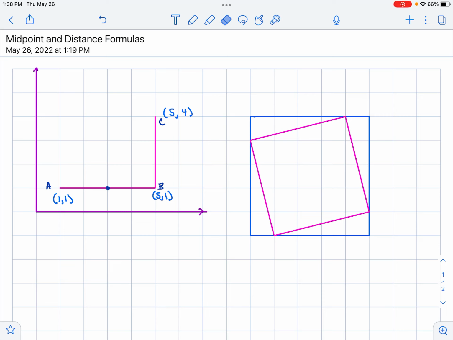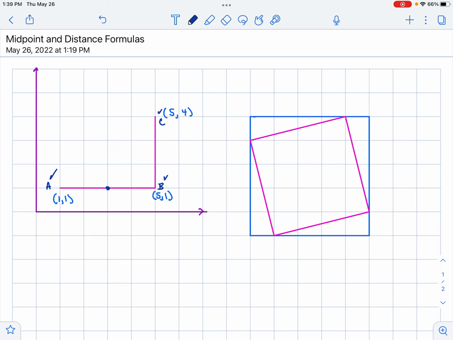Now we're ready to look at a couple of very important formulas, the midpoint formula and the distance formula. First of all, let's just talk about the midpoint formula. Let's suppose I've plotted some points here. I've got A, B, and C. You can see over here, here's A, B, and C, and I've got their coordinates.